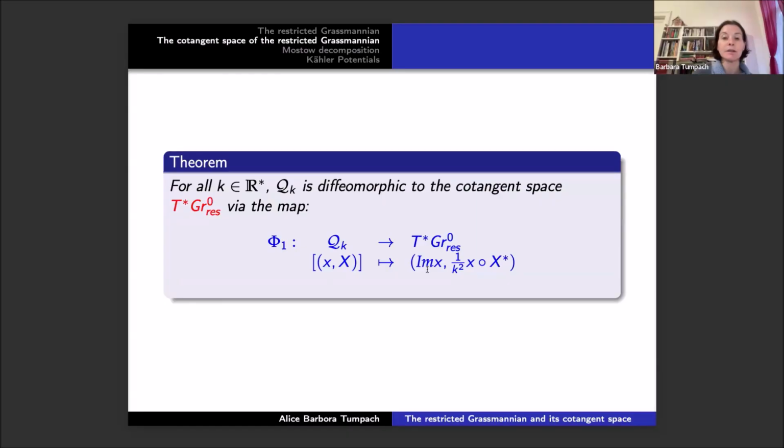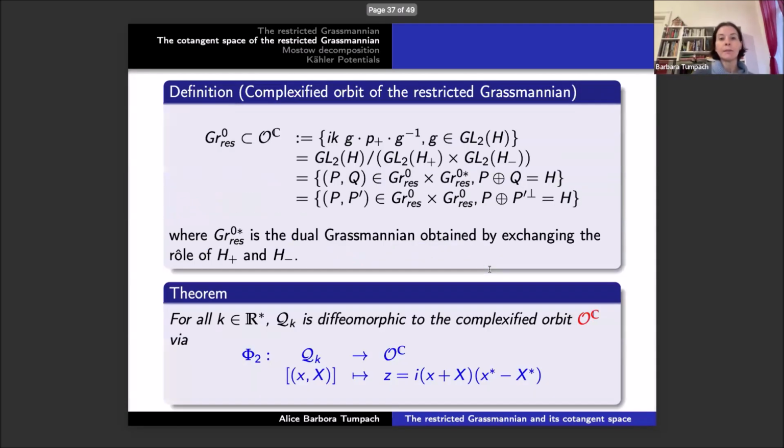First entry is the range of X. This was also the case before. And then we have a cotangent element here that we pair, with the use of the trace, with a tangent element. More precisely, this cotangent space can also be identified with a complexified orbit.